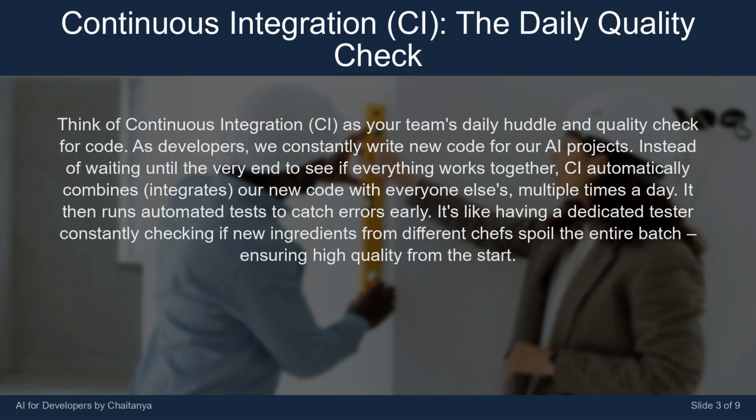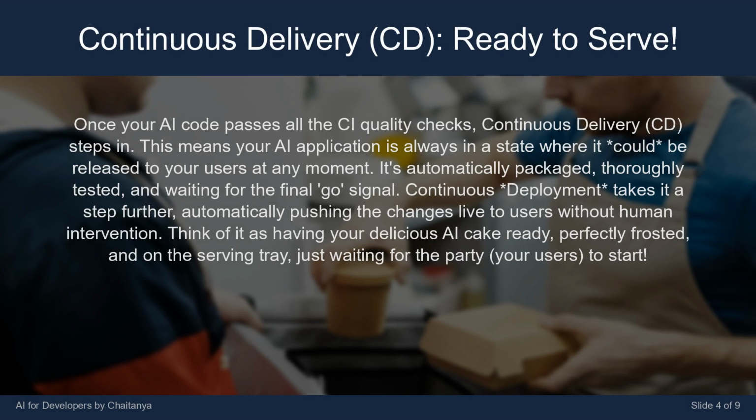quality from the start. Once your AI code passes all the CI quality checks, continuous delivery, CD, steps in. This means your AI application is always in a state where it could be released to your users at any moment. It's automatically packaged, thoroughly tested, and waiting for the final go signal. Continuous deployment takes it a step further, automatically pushing the changes live to users without human intervention. Think of it as having your delicious AI cake ready, perfectly frosted, and on the serving tray, just waiting for the party, your users, to start.